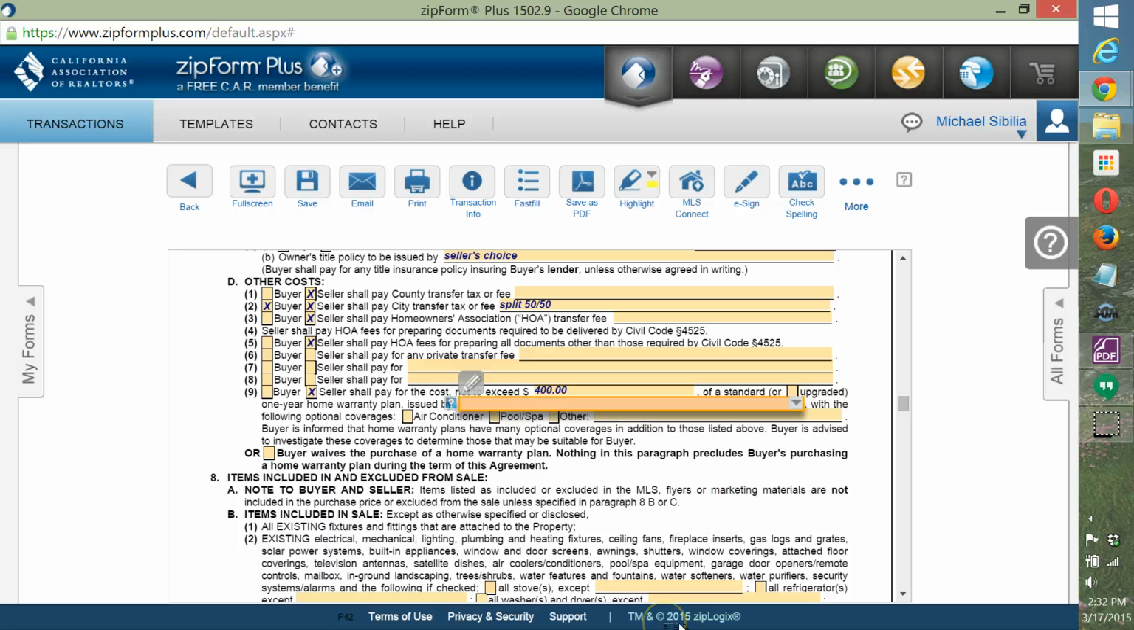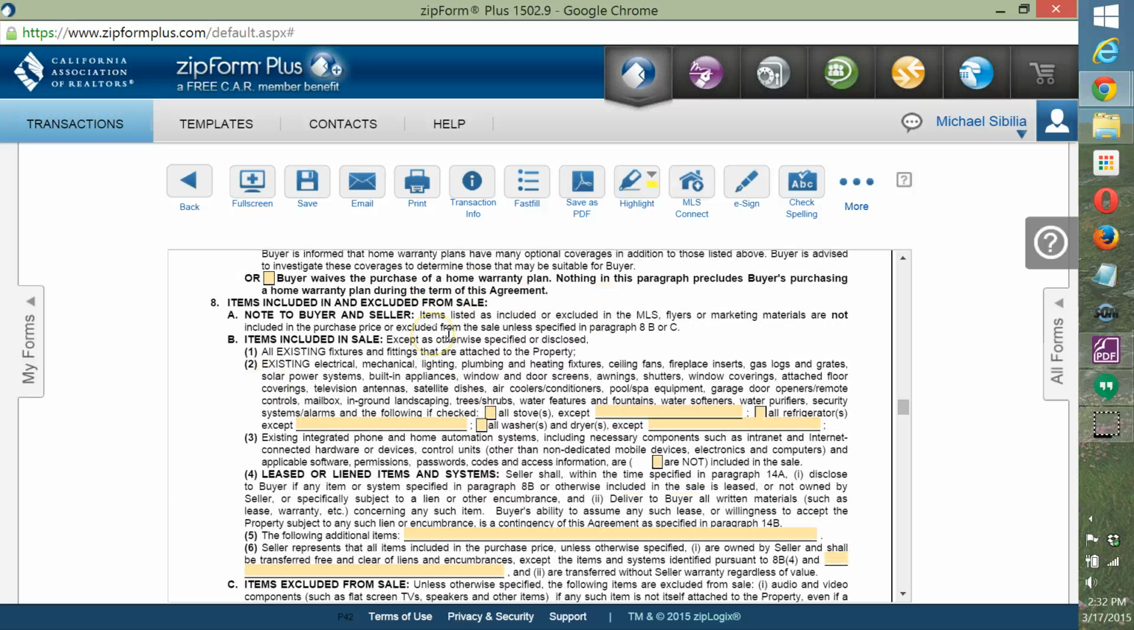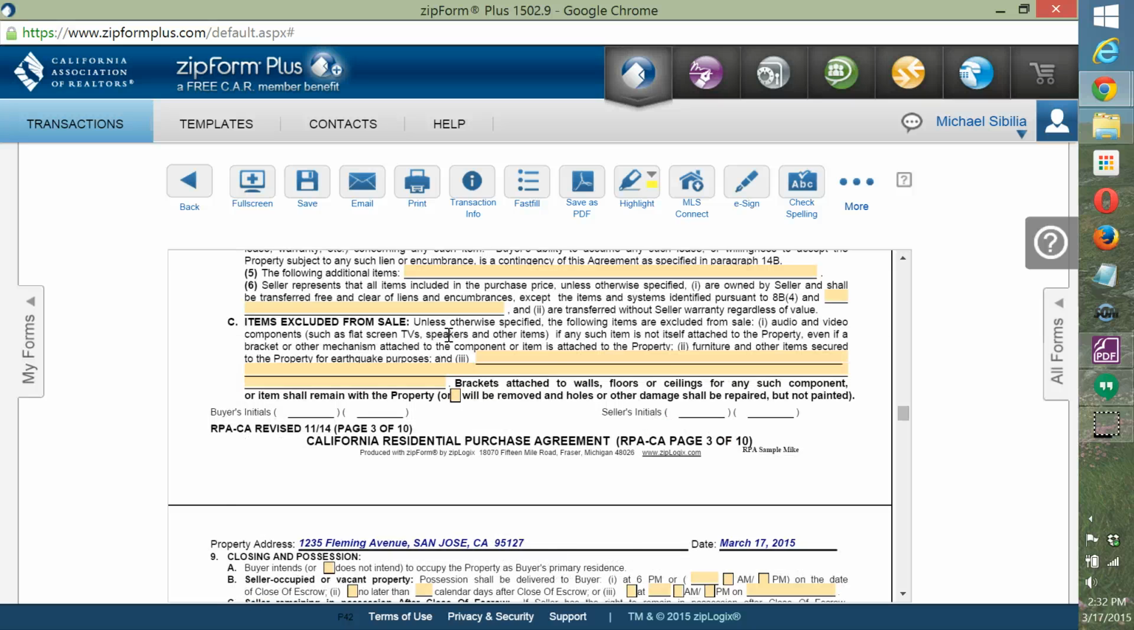If you're going to ask the seller to pay, you could say seller's choice, right? Or if you have your favorite home warranty company, write in Old Republic Home Warranty, Fidelity National Home Warranty, or whatever you like. I'm just saying it would be better to have one than not. Items covered and excluded. Let me just finish this.